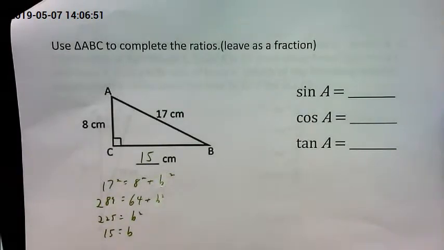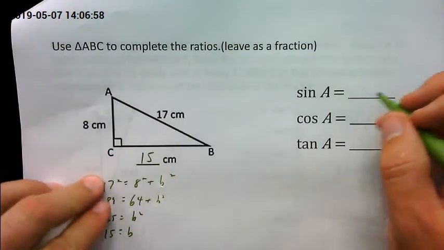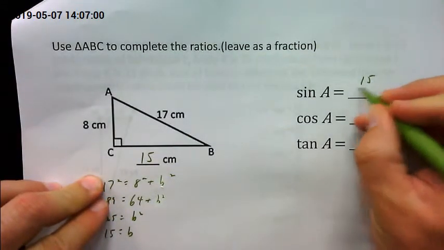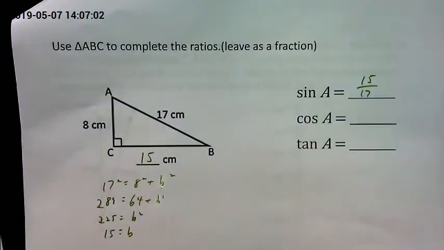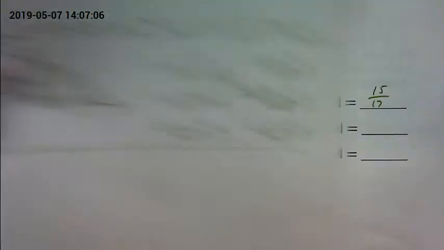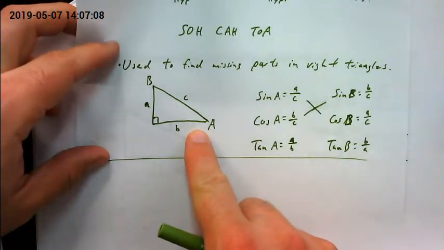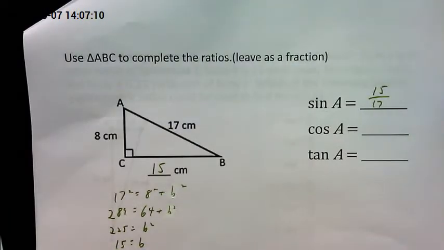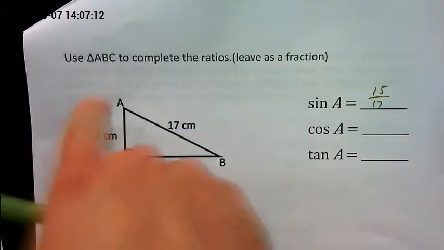Sine of A. What is sine of A here? 8 over 17. Nope. No. That's a common mistake that I keep seeing. It's 15 over 17. And the reason why it's that is because, notice, I set up this triangle in that direction. Is that facing the same direction? No. A is in a different spot.